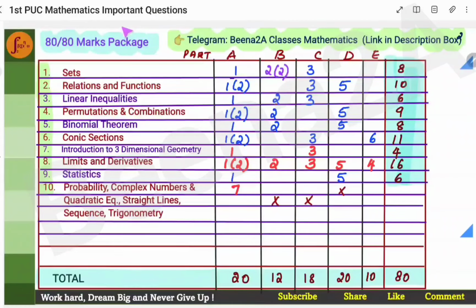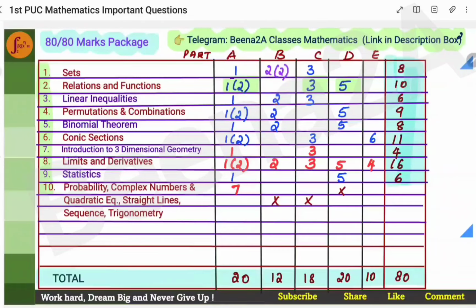I will just go through one of my recommendations. Now, the topics are similar to the 60 marks package, except that you have to study additional chapters and additional topics to get 80 on 80. Sets, the entire chapter has to be prepared for all parts A, B, and C. Relations and functions, again the same, part A, part C, and part D. Linear inequalities, the entire chapter needs to be prepared for 1 marker, 2 marker, and 3 marker. Same thing with permutations, binomial theorem, conic sections.